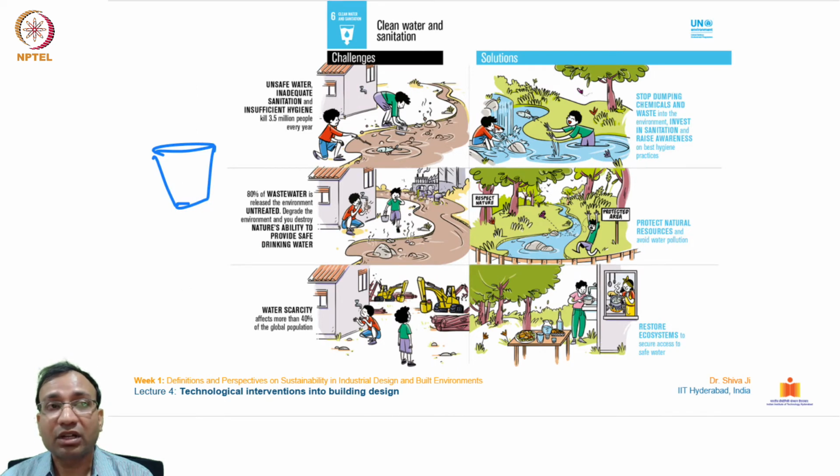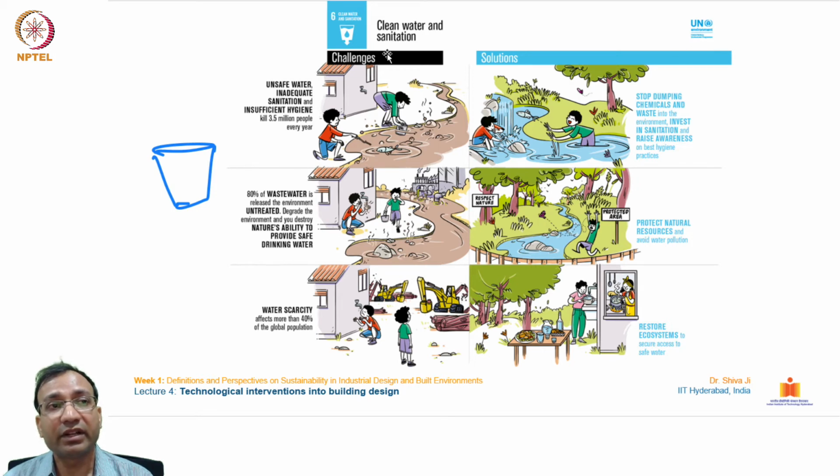So I would like to talk here about clean water and sanitation. This is a graphic to promote this, showing the challenges in this particular area, and the tentative solutions. It's a graphic given by the United Nations Environment Programme.